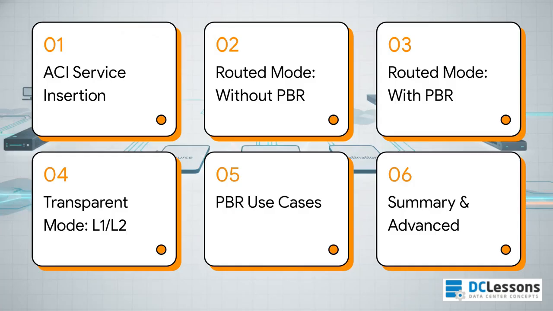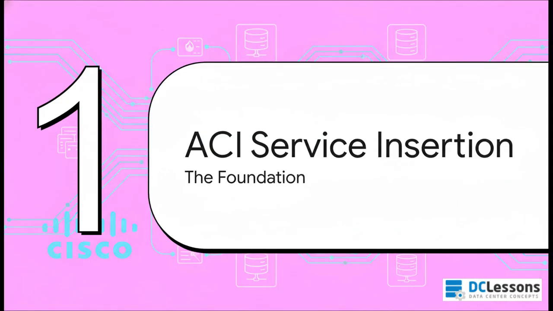All right, so here's our game plan. First, we're going to cover the basics of what service insertion even means in ACI. Then, we'll take a look at the old, kind of clunky way of doing things in routed mode, and then contrast that with the clean, new approach using PBR. We'll do the exact same thing for transparent mode, check out some really cool real-world examples, and then we'll tie it all together with the key things you need to remember. So let's kick things off at square one.